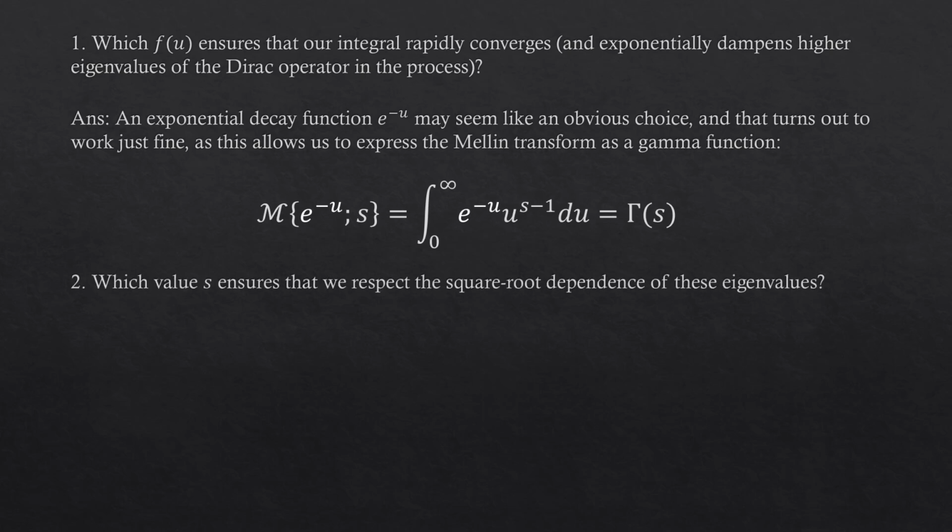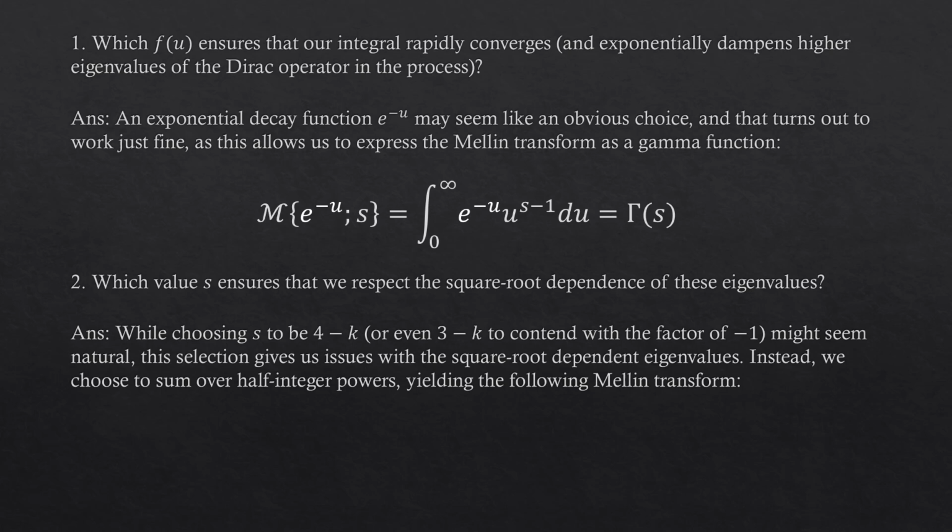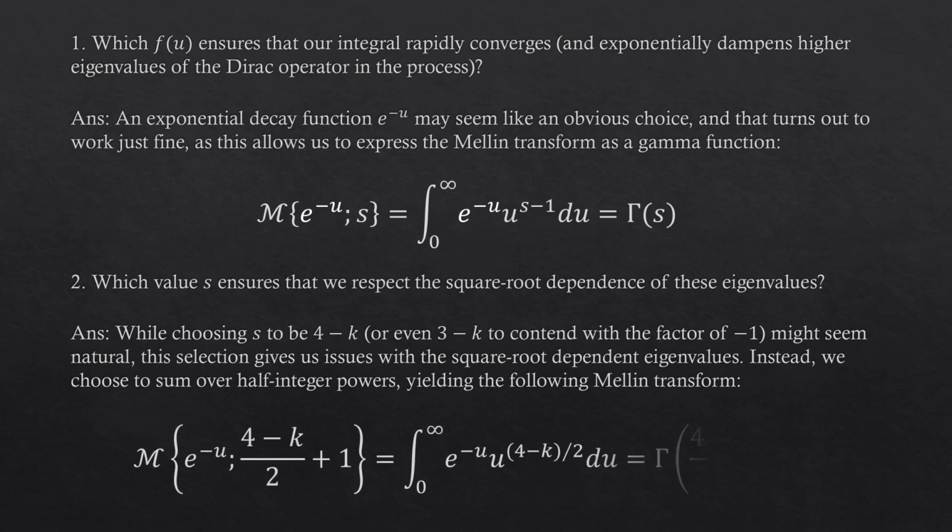Now, which value s ensures that we respect the square root dependence of these eigenvalues? While choosing s to be 4 minus k, or even 3 minus k to contend with a factor of minus 1 that's in our gamma function definition, might seem natural, this selection gives us issues with the square root dependent eigenvalues. So instead, we choose to sum over half integer powers, yielding the following Mellin transform. So we're left with the gamma function evaluated at 4 minus k over 2, all plus 1.